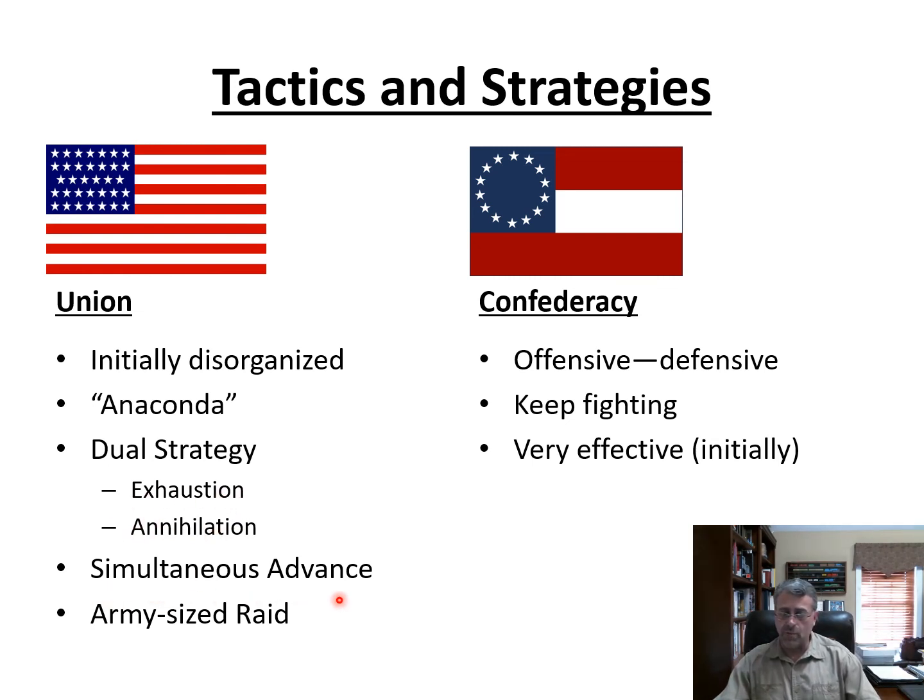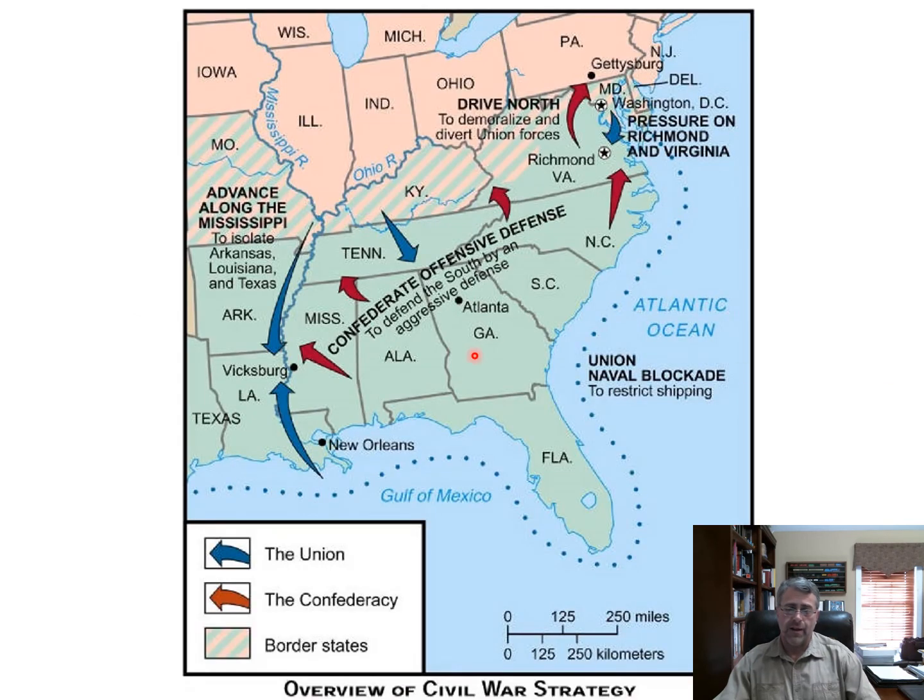Also, Lincoln wants to employ this simultaneous advance. And this is not something that the military has ever really put into practice. Basically, looking again at our map here, the simultaneous advance: you're going to attack in multiple places at the same time. Traditionally, armies will fight in one spot to achieve a decisive victory, and then they'll go to another spot and try to do the same thing.